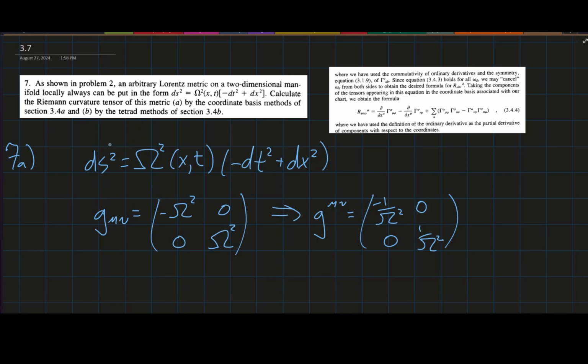Okay, so we can get started with problem 3.7 from Wald's General Relativity here. He says that as shown in problem 2, an arbitrary Lorentz metric on a two-dimensional manifold locally can always be put into this form shown here, where we have essentially a flat space-time metric in 2 dimensions, or 1 plus 1 dimensions, whatever you prefer, and then it has this omega function factored out, multiplying both terms. So he wants us to calculate the Riemann curvature tensor of this metric using the coordinate basis methods in section 3.4a and the tetrad methods from section 3.4b.